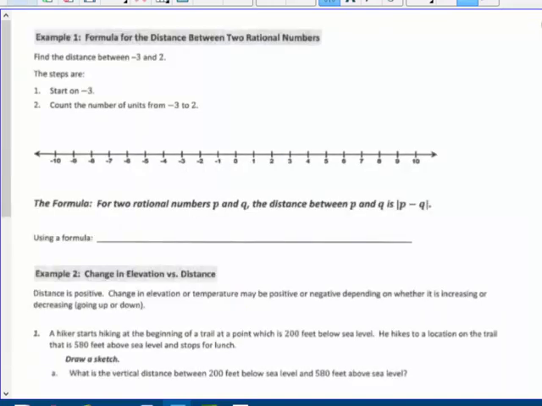Find the distance between -3 and 2. The steps are start on -3. We've been doing this. And count the number of units all the way up from -3 to 2. Well, I know it's 3 to get there and 2 more, so the distance is 5.